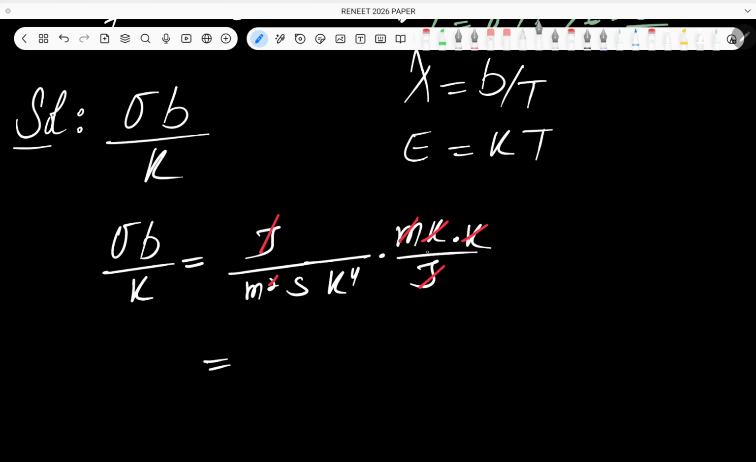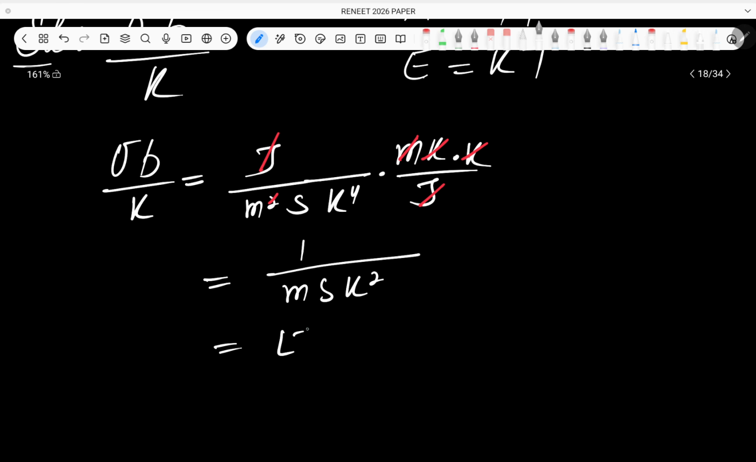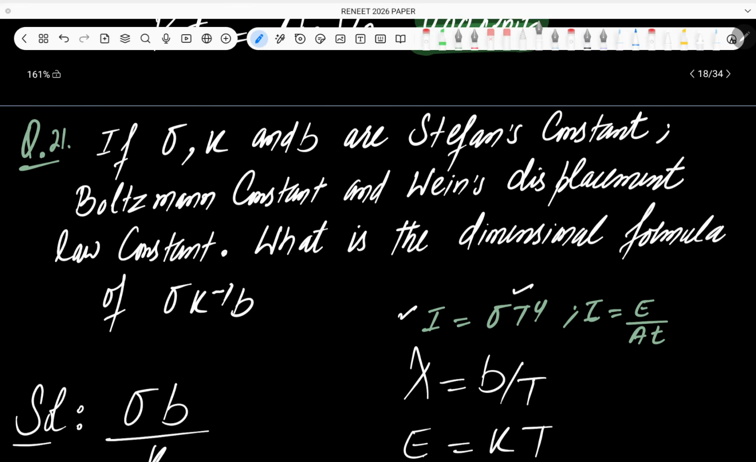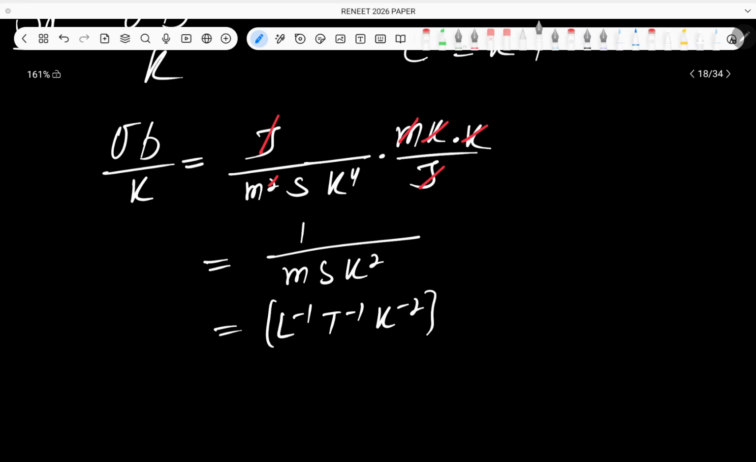So what is left here is, in the numerator something is left. Kelvin cancel, so it is 1 by meter second Kelvin square, which implies the dimensional formula will be L minus 1 T minus 1 K minus 2. This is the dimensional formula, L minus 1 T minus 1 K minus 2. Okay, so this is the answer to this question. Let's move to another question.